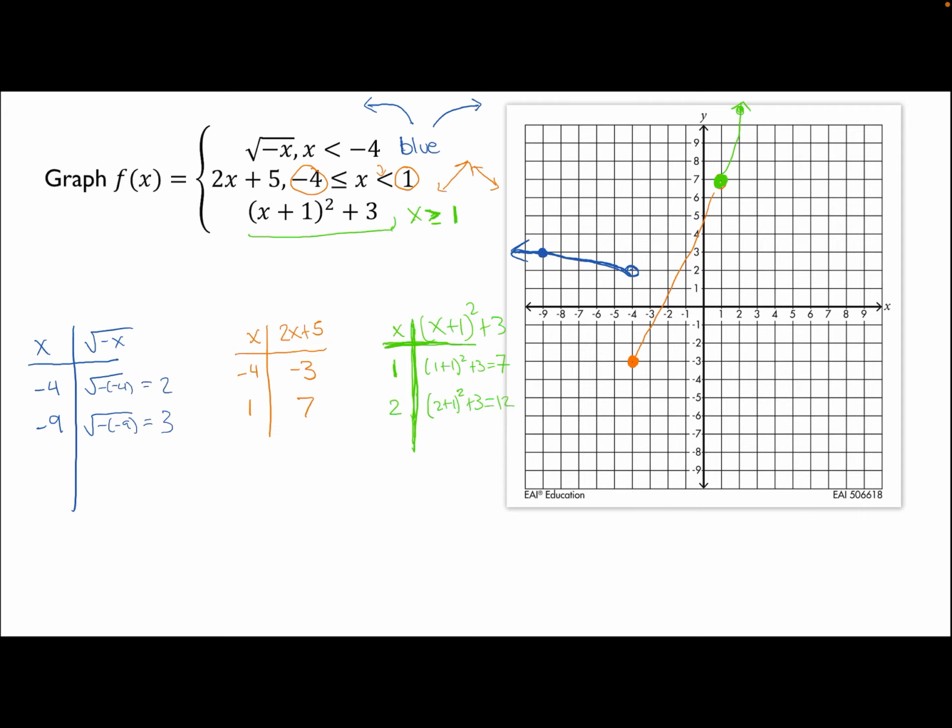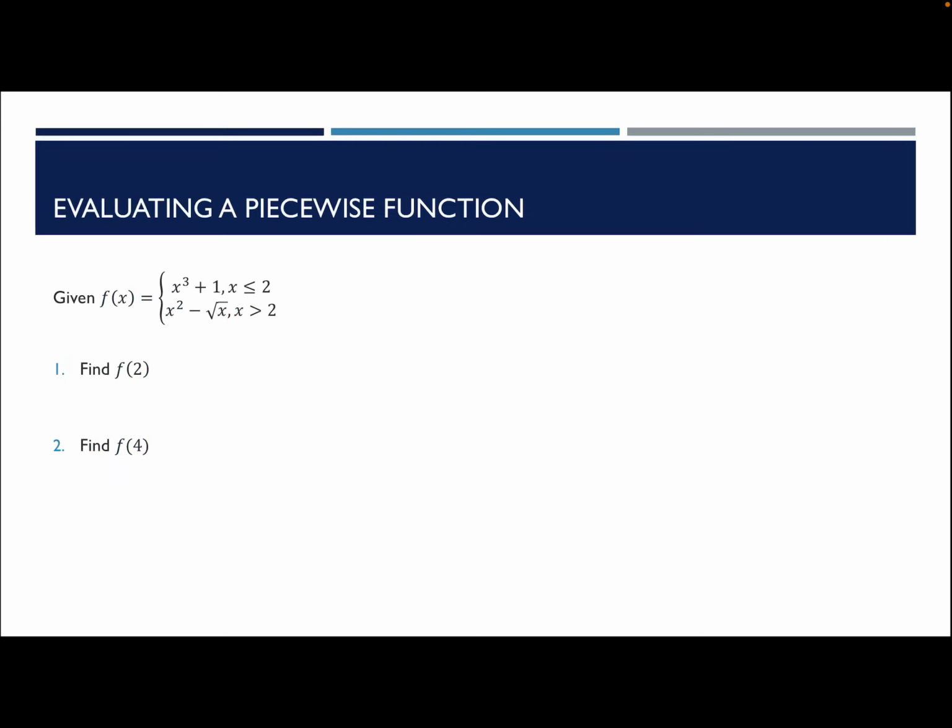So this is how we graph a piecewise function that has 3 constraints. We just graph each part, and in this case, we color coded it so that it was easy to see. So when you evaluate a piecewise function, you just look to see where the x value falls. So for number 1, we have to evaluate f of 2. So is 2 less than or equal to 2, or is 2 greater than 2? So in this case, 2 is less than or equal to 2.